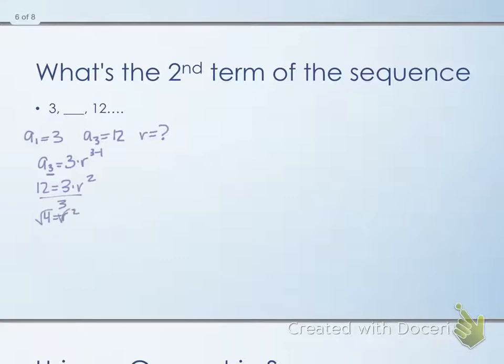Opposite of squaring is square rooting, so my rate this time is 2. So I'm multiplying each of these by 2 this time. So I'm multiplying 3 by 2 to get 6. So you're just popping in your known information into your equation and being able to solve for r. You need to get rid of your terms and get them to be what they're supposed to actually equal.